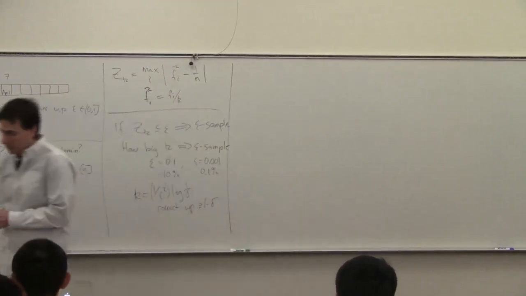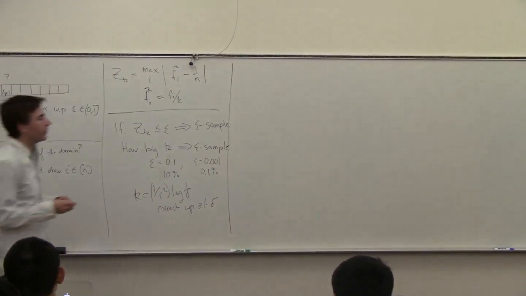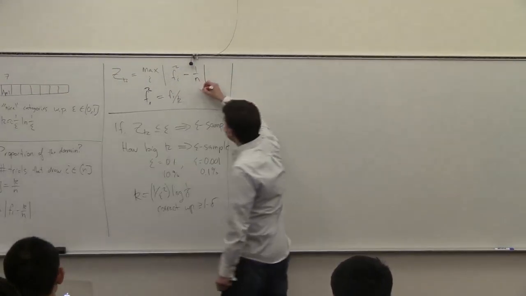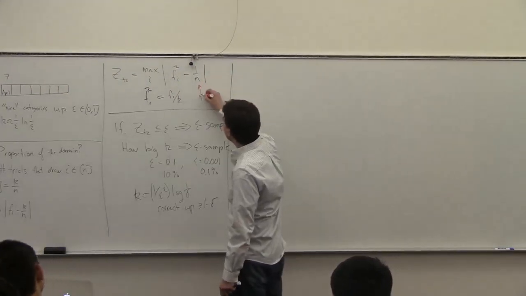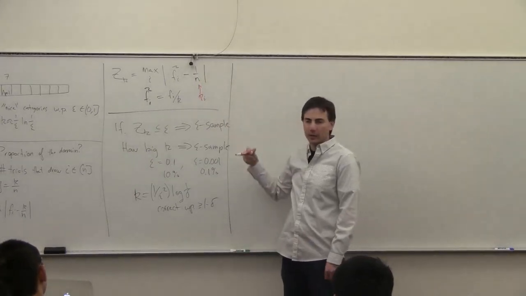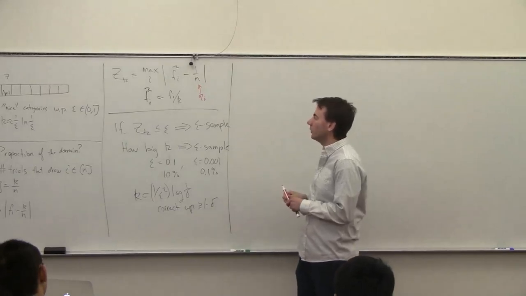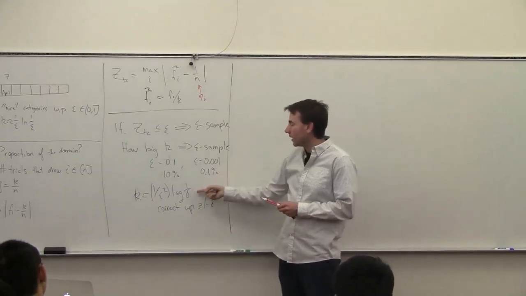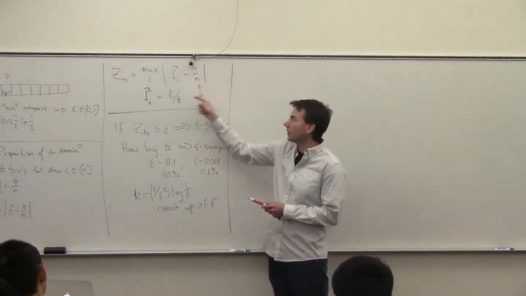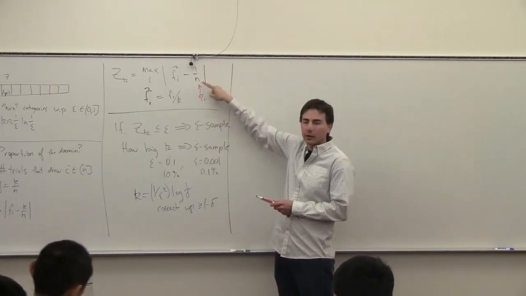I'll just add up. I guess I have a couple of notes I wanted to say before I move on. We can also, if each bin here has a true probability instead of 1 over n, the same sampling mechanism works. You're still going to need about this many samples to get error defined this way, where there's some other unknown probability here.